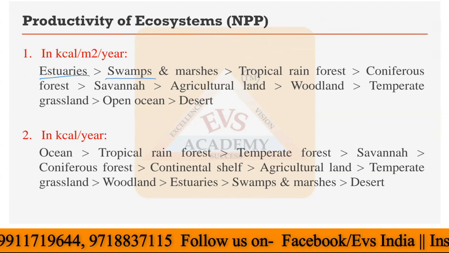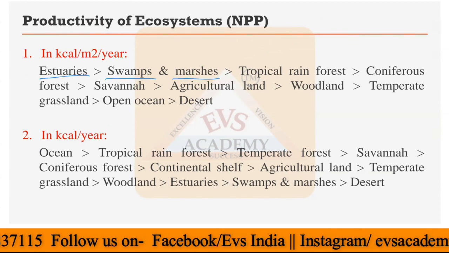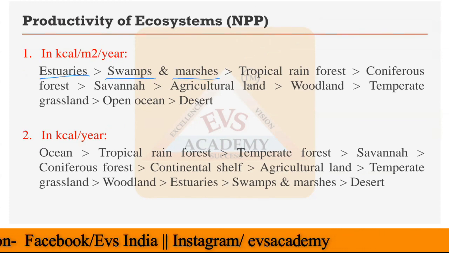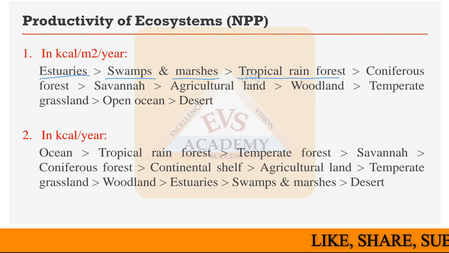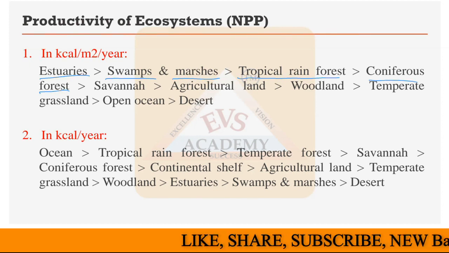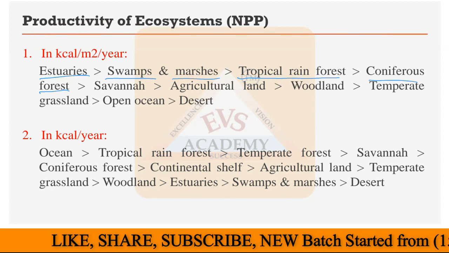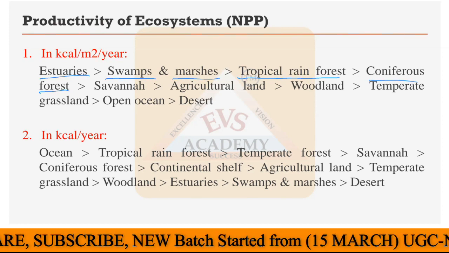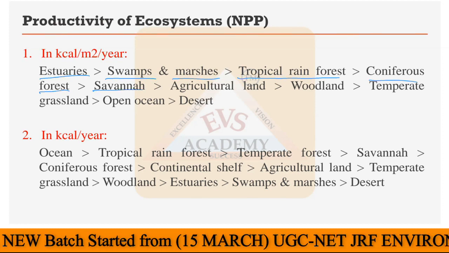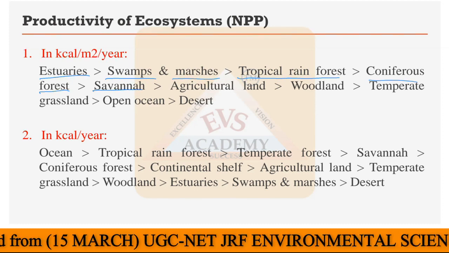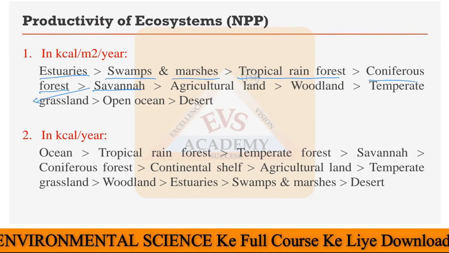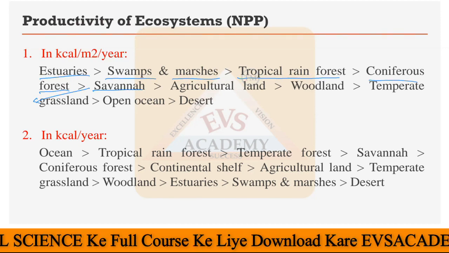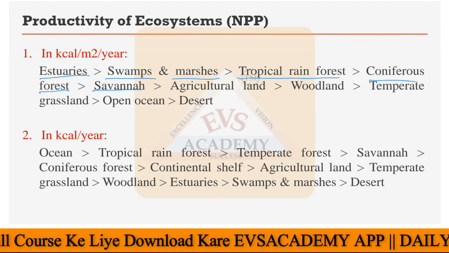Next would be the swamps and marshes, the wetlands you can say, where the soil surface is covered with water most of the time. And tropical rainforest in the third place. Then the coniferous forest that you can find in the temperate zone, and then the tropical rainforest in the tropical zone. Savanna is dry grassland, having only shrubs or grasses in it. So the savannas come after the coniferous forest.